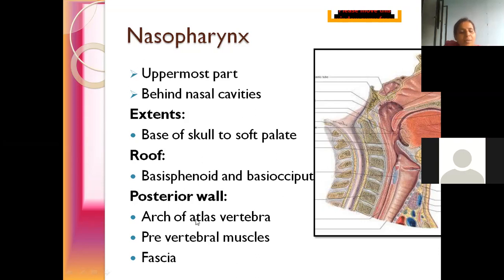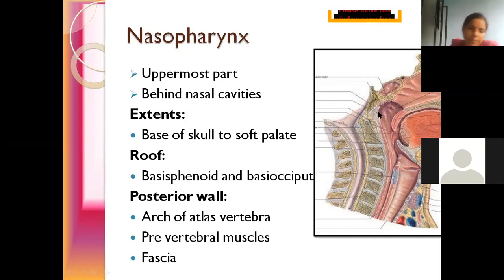Lateral wall, like the posterior wall, first cervical vertebra. What is another name given to the first cervical vertebra? Atlas. Very good. In front of the atlas vertebra, you are finding muscles. We call them prevertebral muscles. And covering the prevertebral muscles, we will have fascia, that is prevertebral fascia. Okay, so these are the boundaries of the nasopharynx.